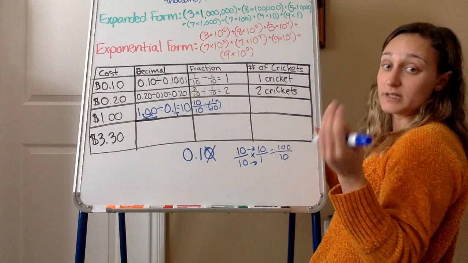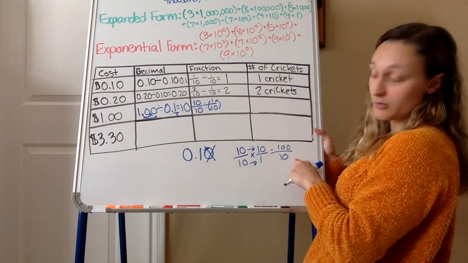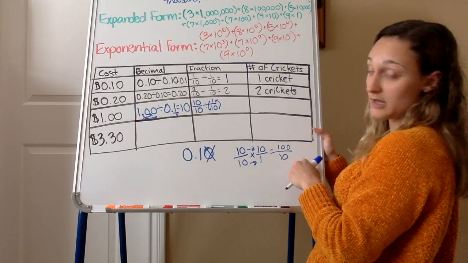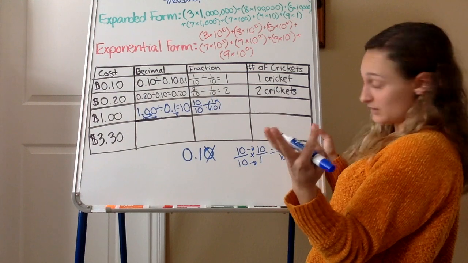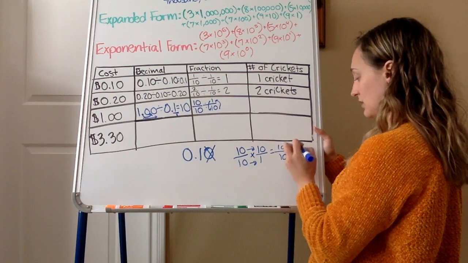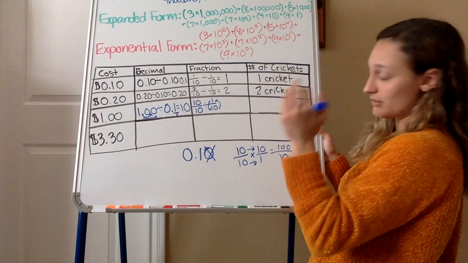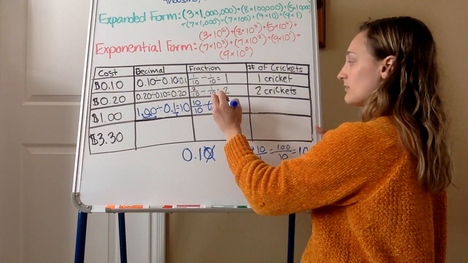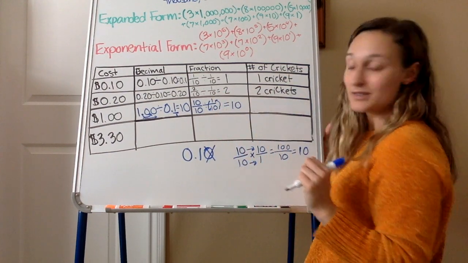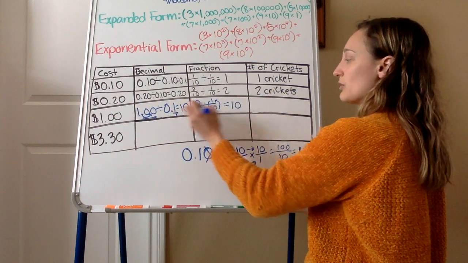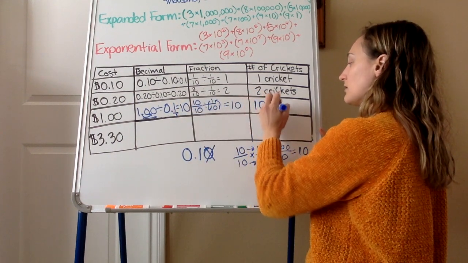So because this is a division problem, it would be 100 divided by 10. You think about 100 divided by 10: 10 times 10 is 100, so it equals 10. And that's why it works, which gives you our answer both here and here, 10 crickets.